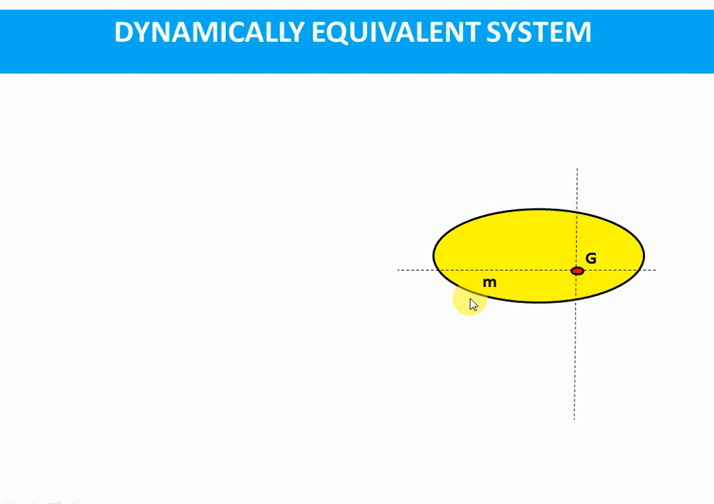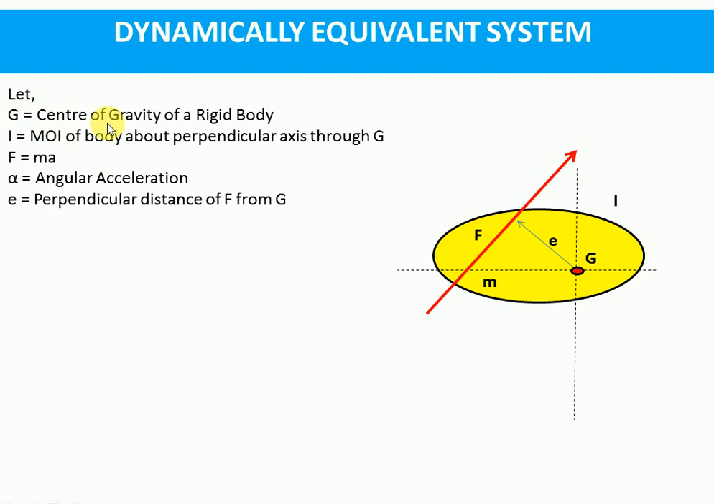So for this, let's consider a rigid body of mass m having center of gravity at say point G. This rigid body has an external force F, which is at a perpendicular distance of say small e from point G. Let the moment of inertia of the rigid body be I, that is, let G be the center of gravity of the rigid body, I is the moment of inertia of the body about a perpendicular axis through G, F is m a, alpha is angular acceleration, and small e represents the perpendicular distance of F from G.